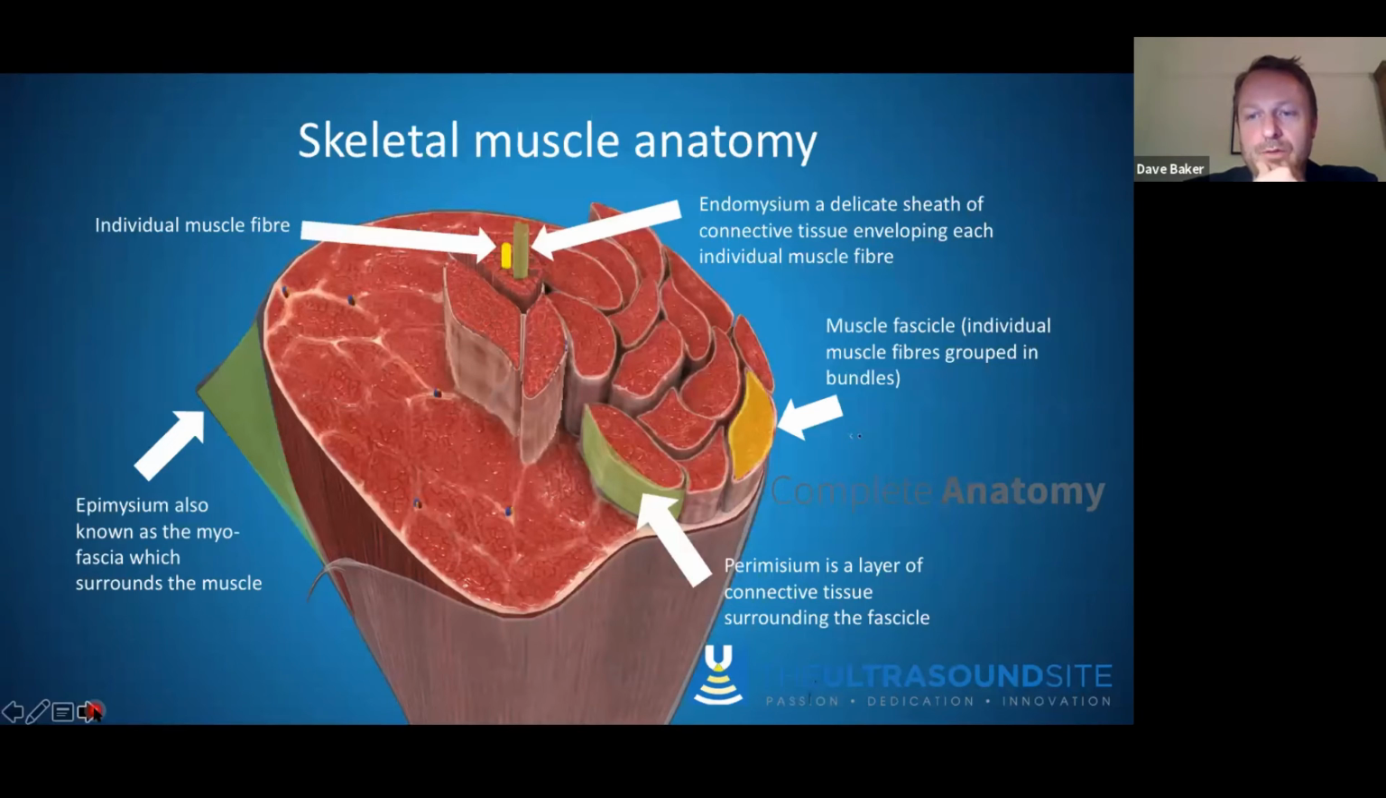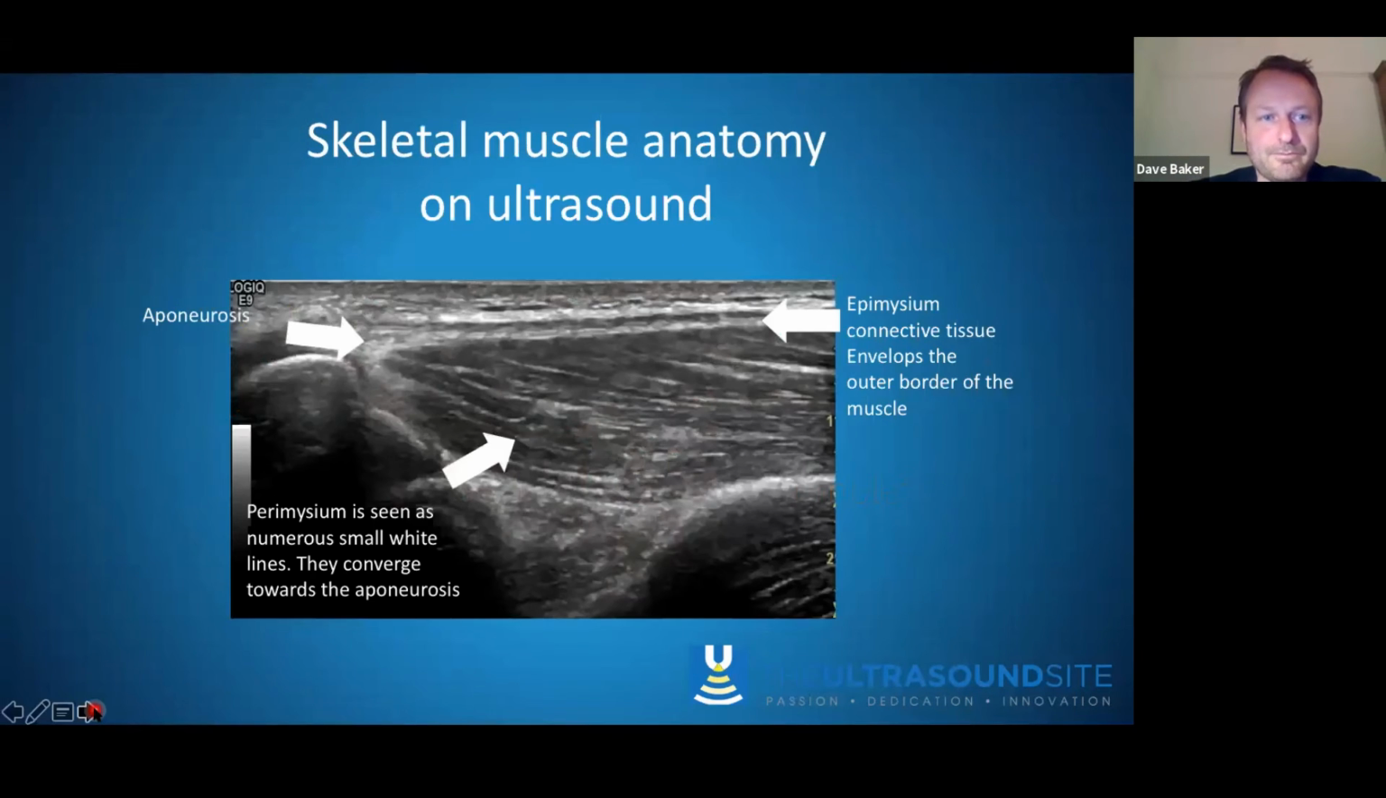Now, on ultrasound, it's really the perimysium predominantly that you're looking at that gives the muscle its very typical architecture, and how we tend to look at muscles in terms of its grayscale appearance compared with other tissues. So if we just go on to the next slide, please, Stu.